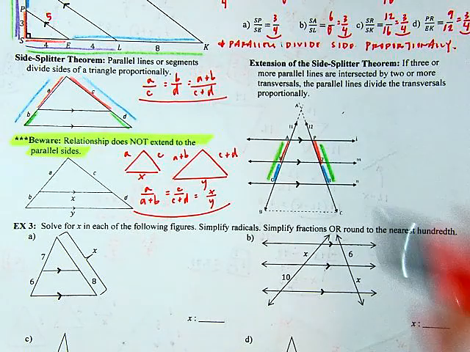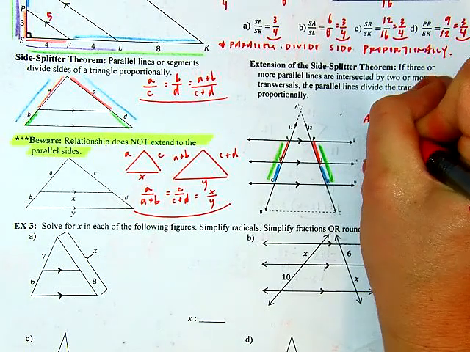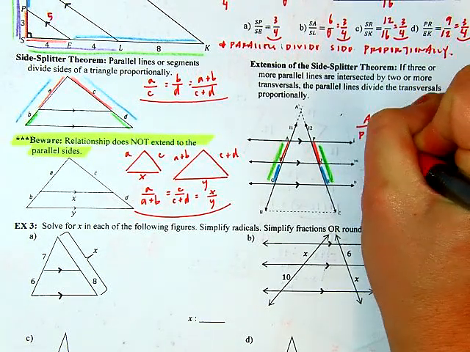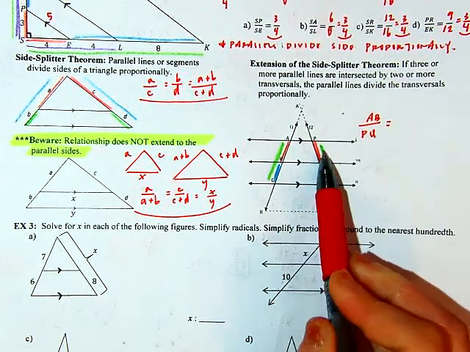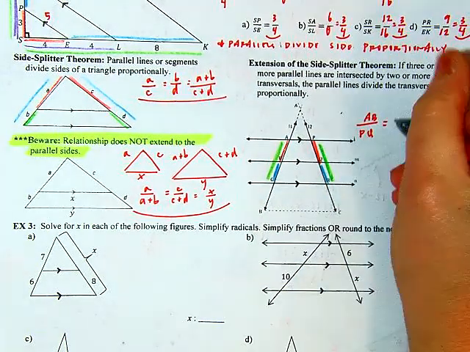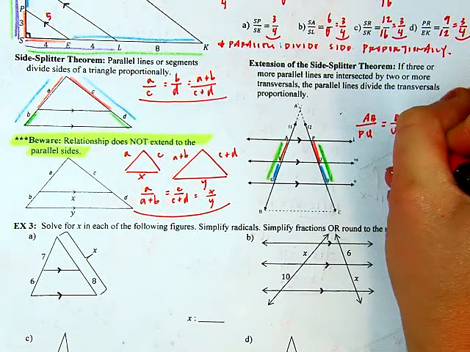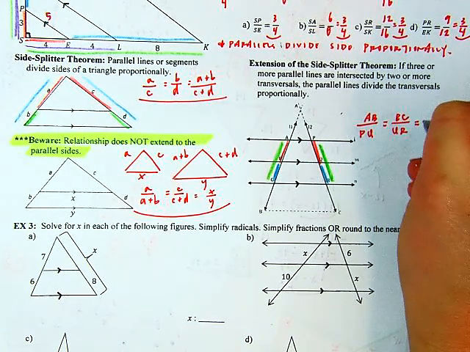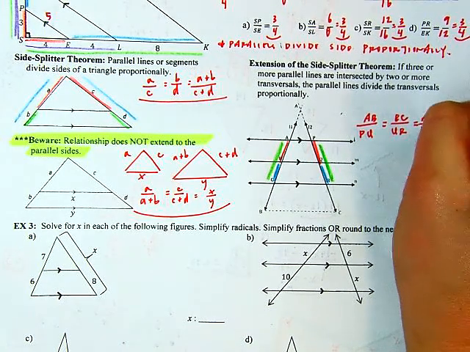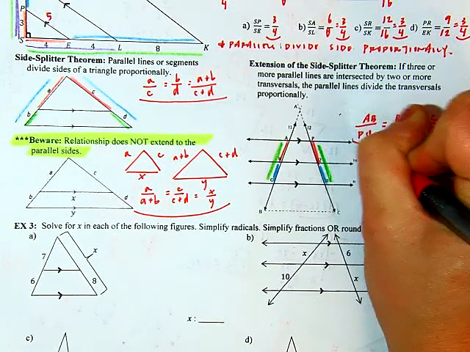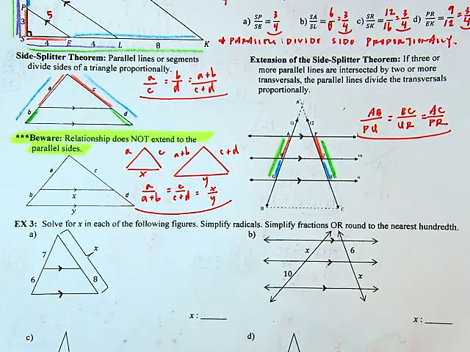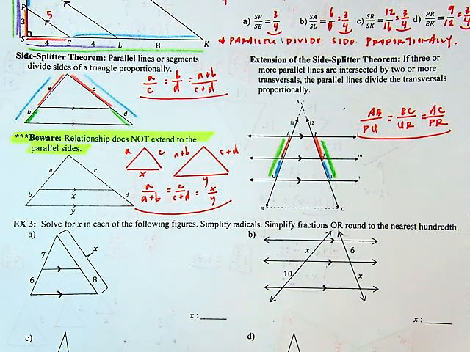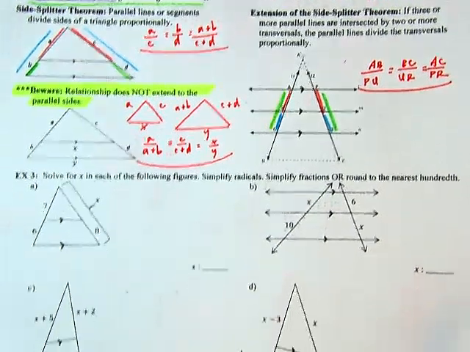Let me write that out. So AB is to PQ, red to red. Just as BC is to QR, blue to blue. Just as AC is to PR, and that is green to green. So I'm just syncing up my corresponding parts on one side to the other, and I typically read from left to right, so left side to right side. All right, so now let's do a few examples.